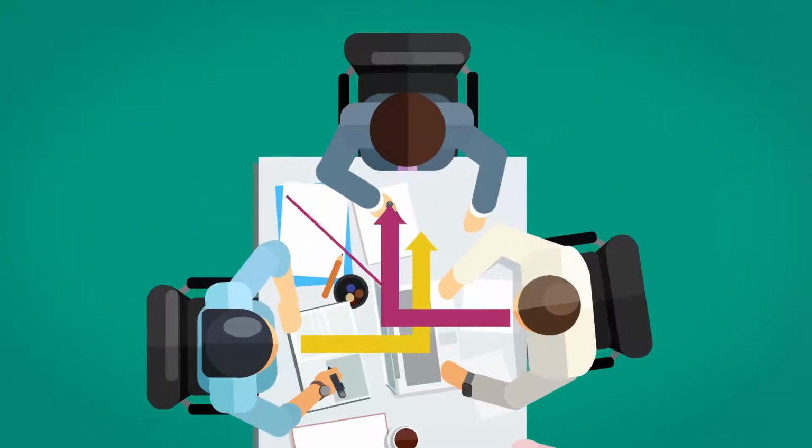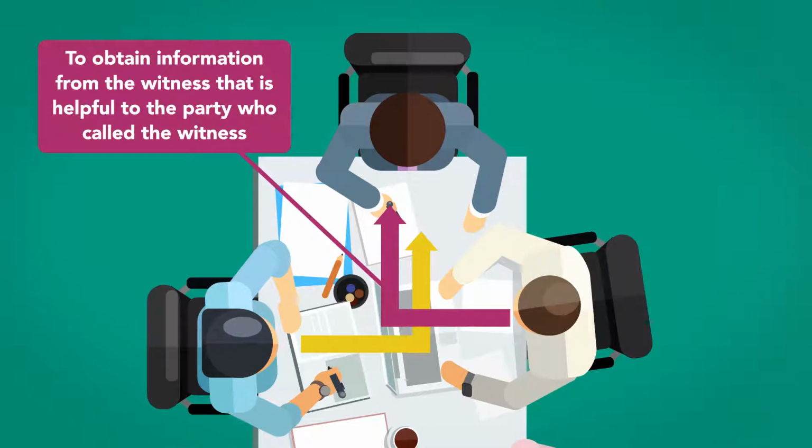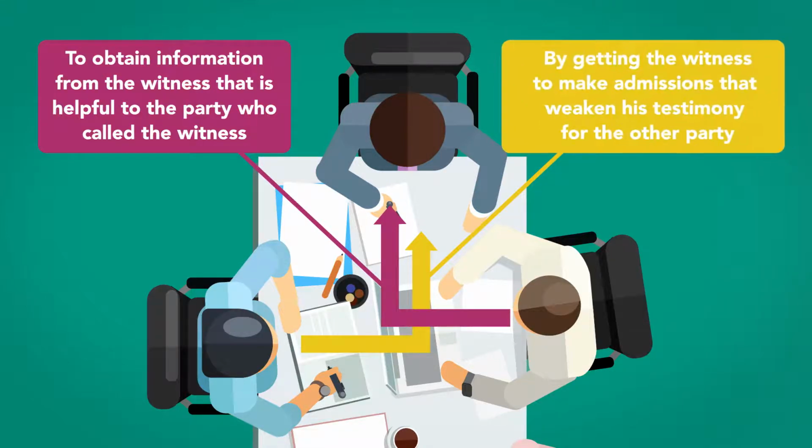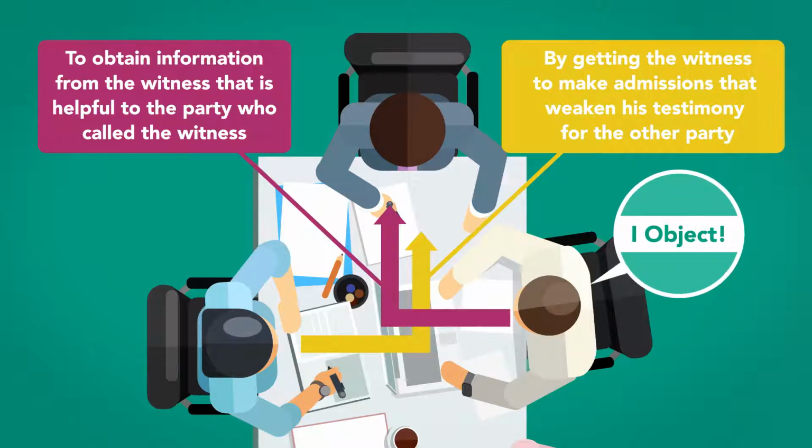While the purpose of direct examination is to obtain information from the witness that is helpful to the party who called the witness, the purpose of cross-examination is usually to discredit the witness by pointing out inconsistencies in testimony and prior statements, or by getting the witness to make admissions that weaken his testimony for the other party. Just as with direct examinations, however, during cross-examination, opposing counsel can object to the form or substance of questions.